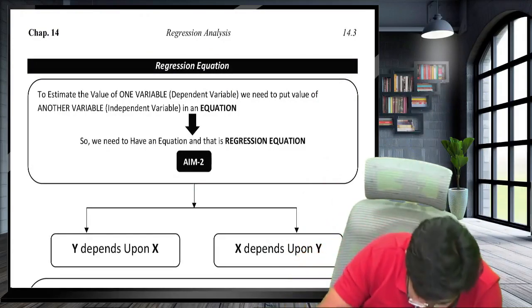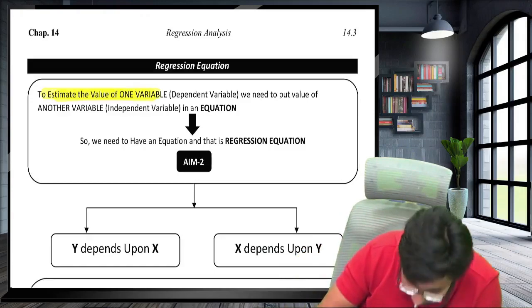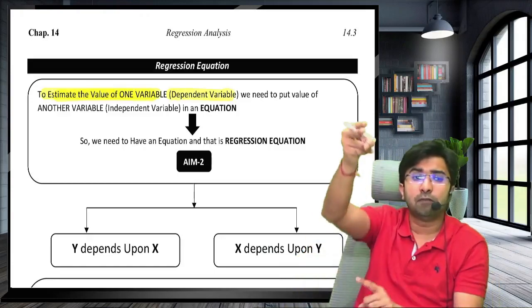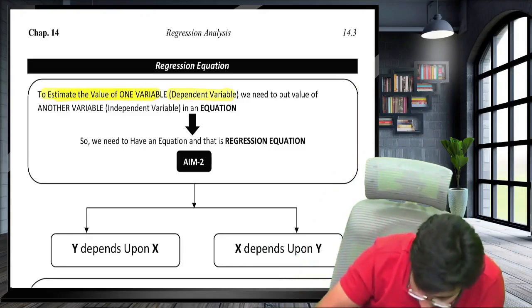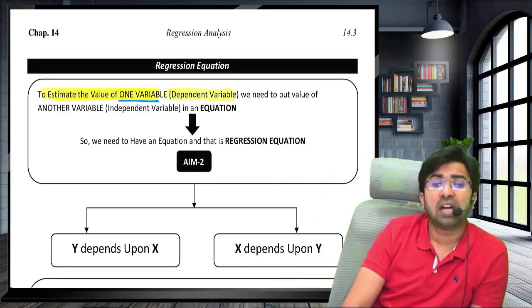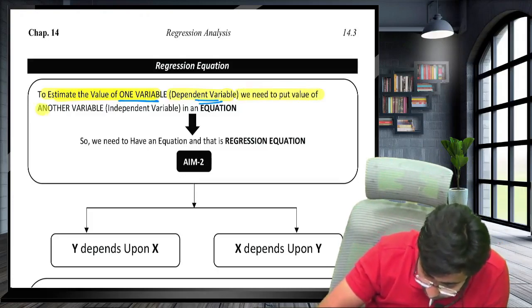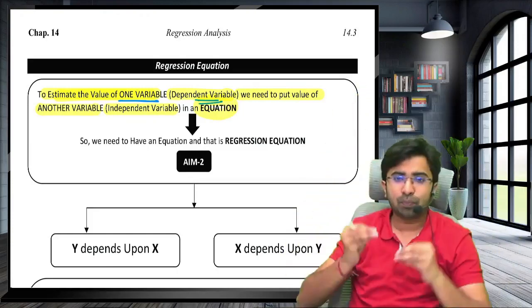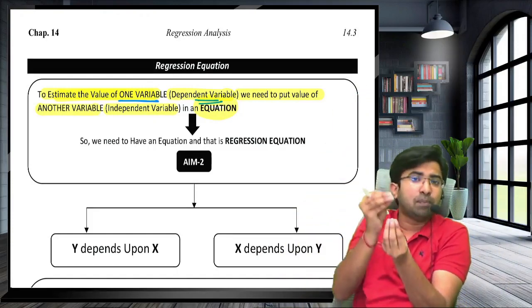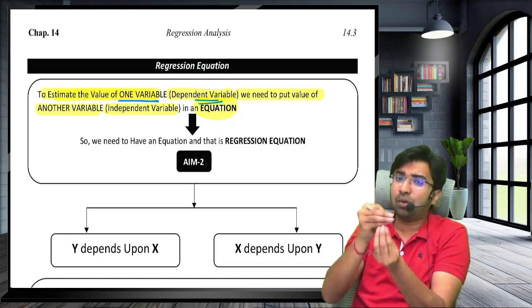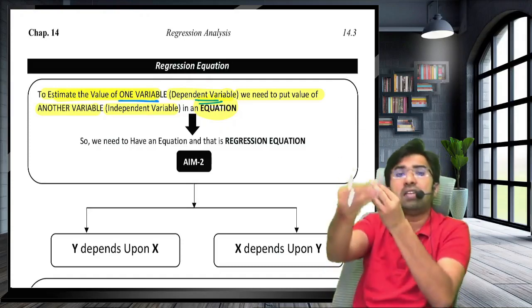Here, to estimate the value of one variable, I need to identify the variable, and the variable whose value is required to be identified is known as the dependent variable. We need to put the value of another variable into one equation. Sir, we need to have an equation, because if we have the equation, I will put the value of the independent variable, the value of x, in that equation, and I will get y.